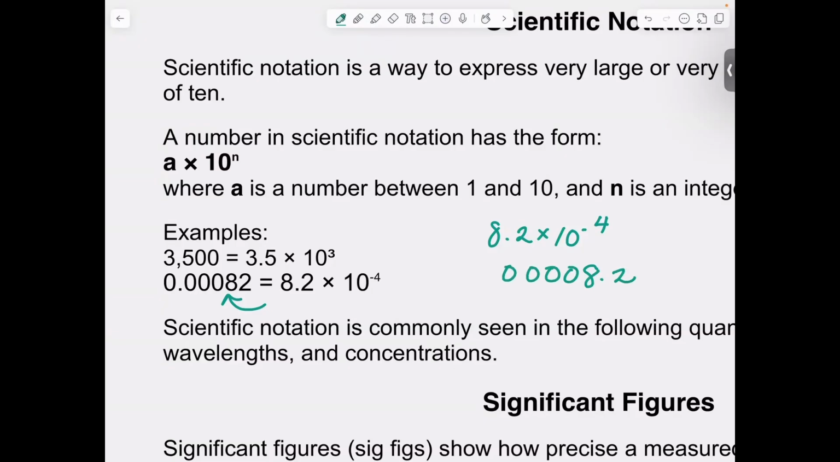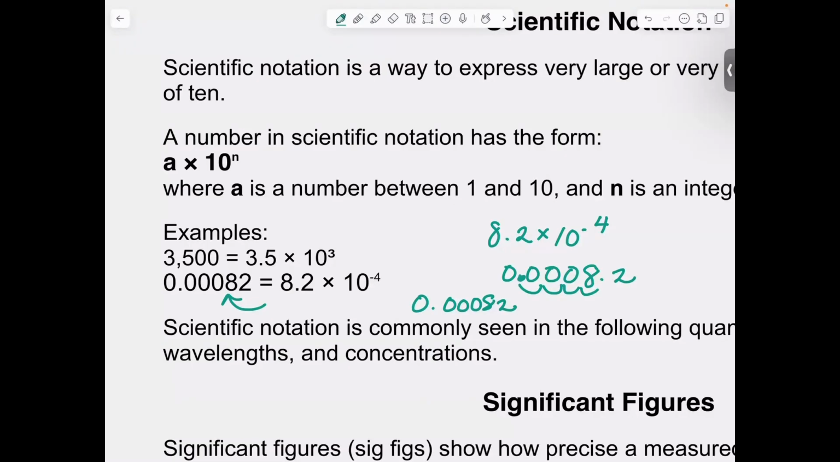I'm just preparing myself with some zeros. So we're going to go ahead and move this over 1, 2, 3, 4. Okay, so that would be, and yes, we're definitely going to want to clean that up. And in the end, we'll have 0.00082, okay, which is the answer I have right there.